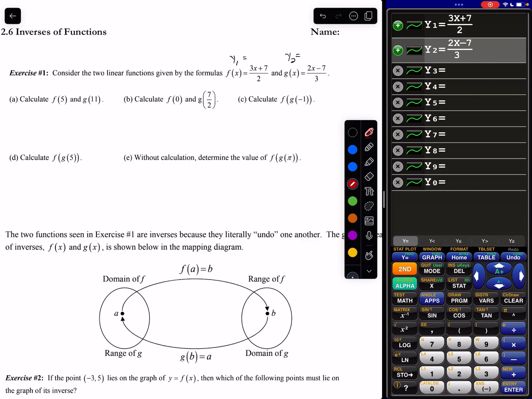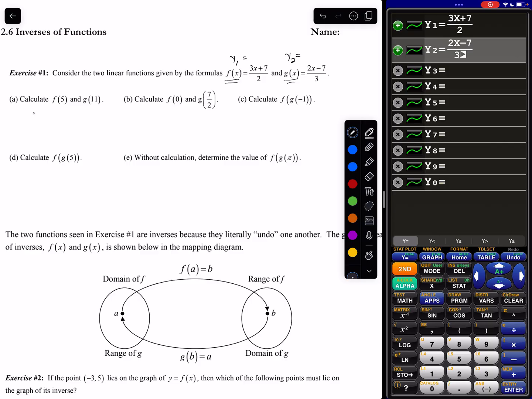Okay, what we're going to take a look at today are inverses of functions. So what we want to view here are two functions. We have f of x as this function, and then g of x as this function, and you can see they look pretty similar, right?